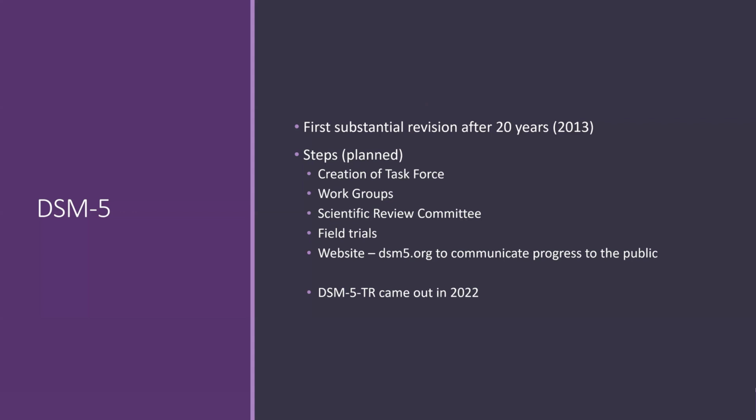And I say they're planned steps. We'll talk in a few minutes about how not everything went according to plan. It was a little bit of a mess and a controversy, but it's helpful to think about how something as large as the DSM gets developed. And then we got a new version of the DSM, actually. So DSM-5 text revision just came out in 2022.